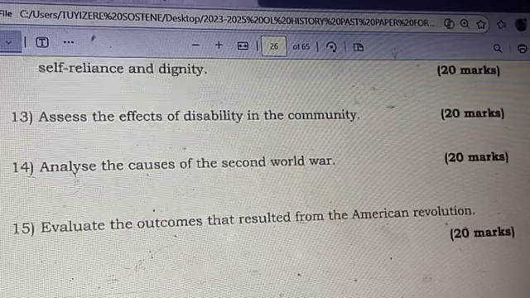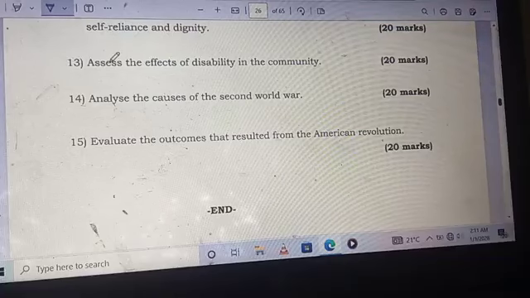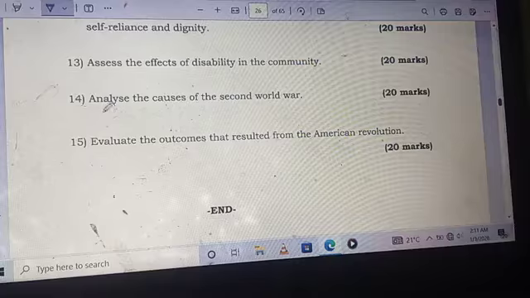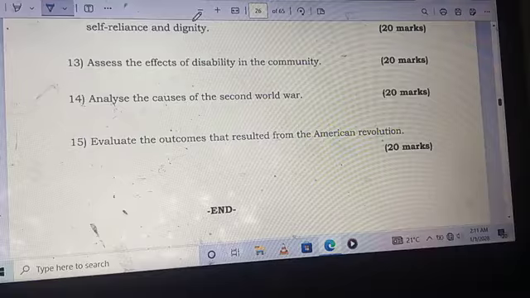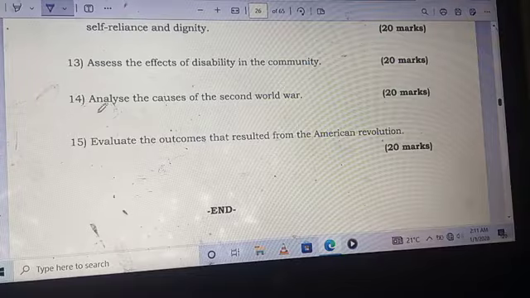Let's continue to the next question. Question 14. Before we go to question 14, we have some more conclusion. Community should promote inclusion, equal rights, and support services for persons with disability. Let's continue with question 14. Analyze causes of the Second World War.